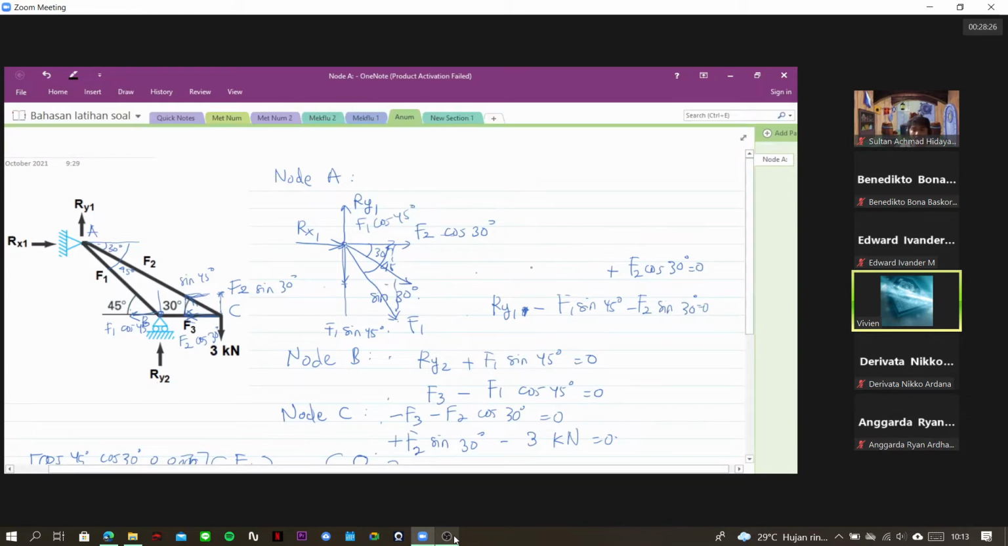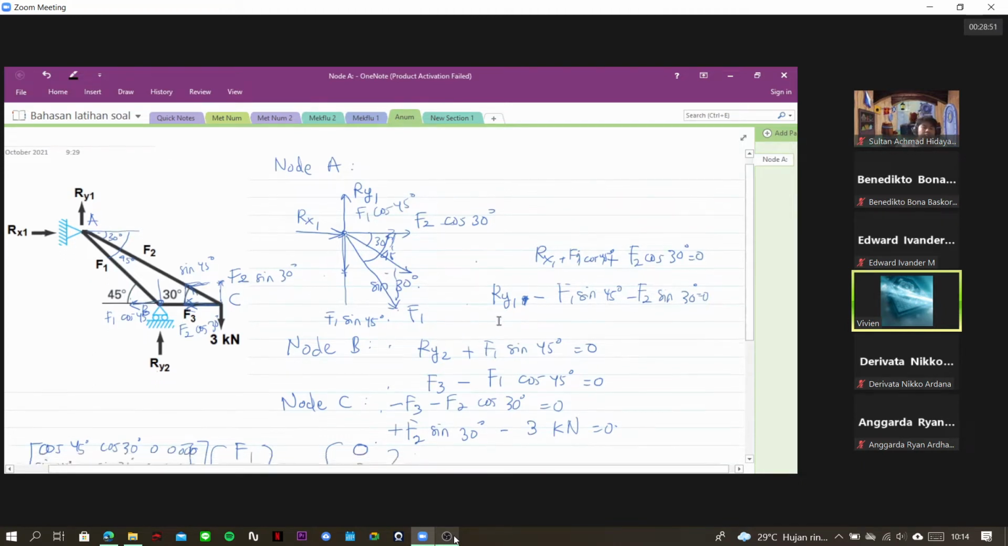Okay, so what we have here is Rx1 plus F1 sinus. So this is 45. So in horizontal, that will be F1 cosinus 45 plus F2 cosinus 30. And in the y direction, we have Ry1 minus F1 sinus 45 minus F2 sinus 30.